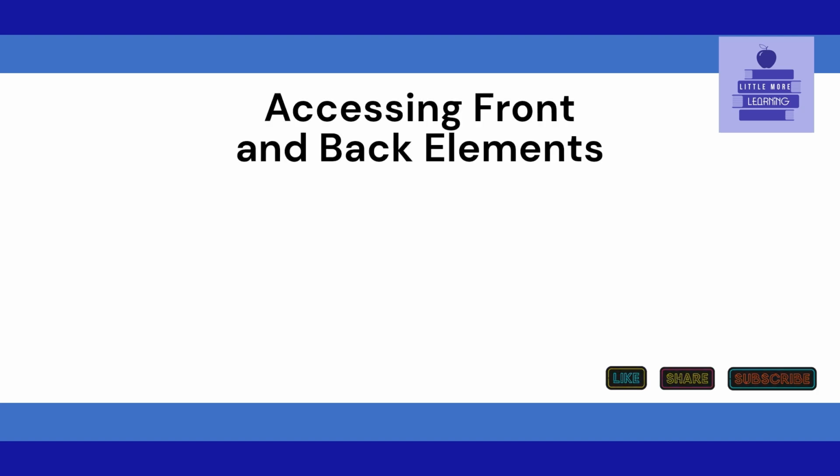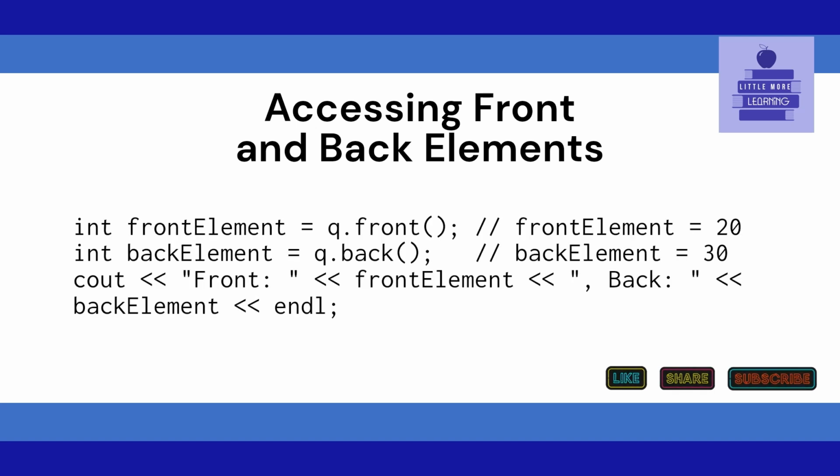To see what's currently at the front of the queue, use the front function. This operation doesn't remove the element. It just returns its value. Here, front element holds the value 20 and back element holds 30. This is useful for inspecting the queue without modifying it.